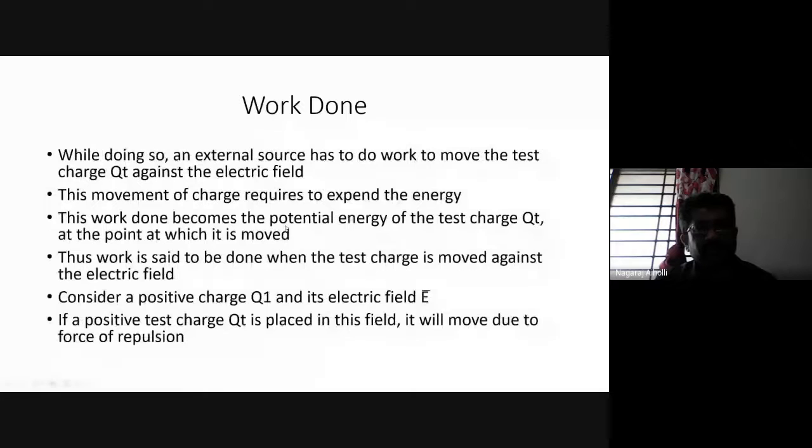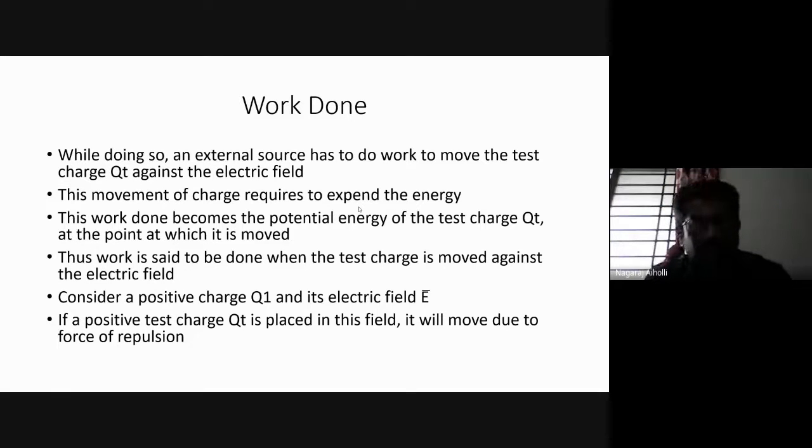Therefore, what will happen here, students? An external source has to do the work to move the test charge Qt against the electric field. This movement of the charge Qt towards the base charge will require some energy, or it requires some work to be done, correct? That is, movement of the charge requires some expenditure of energy. Energy is expended when the charge is moved towards the base charge.